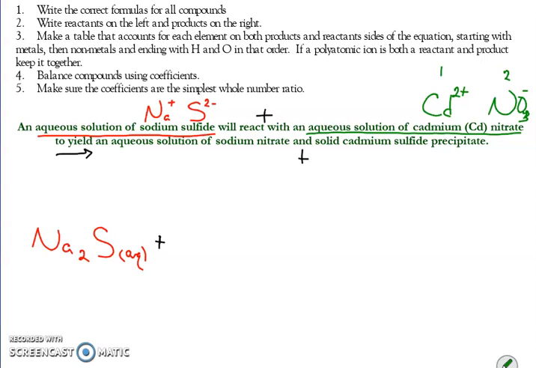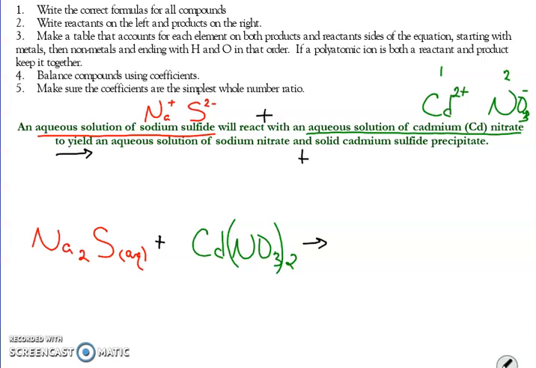So we'll write the formula for that compound. It's going to be CdNO3, but we want 2 NO3s. We can't just put a 2 there. We have to put parentheses around my polyatomic ion. So we're going to have Cd(NO3)2.